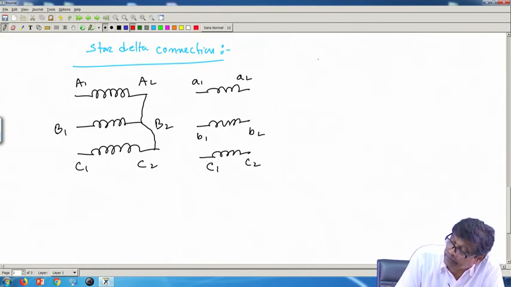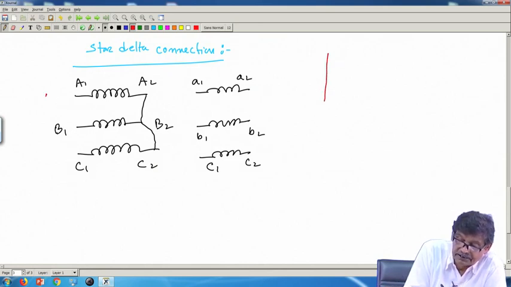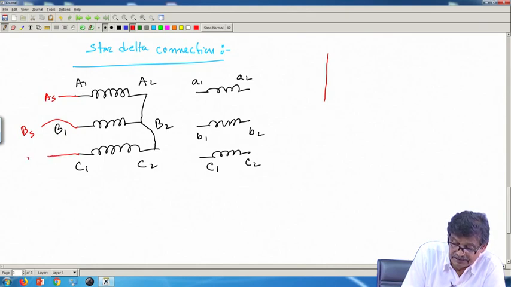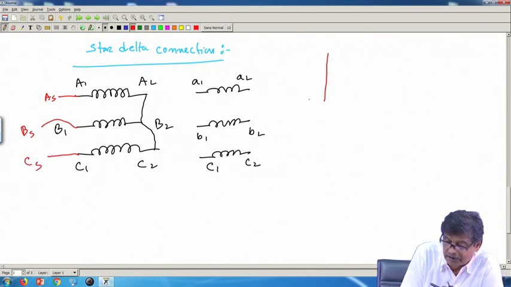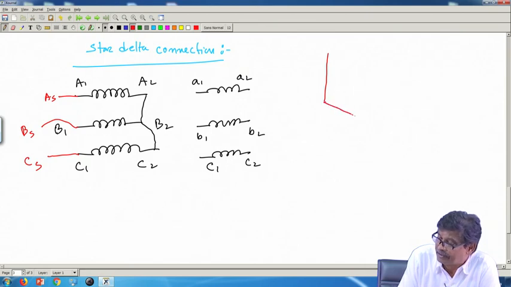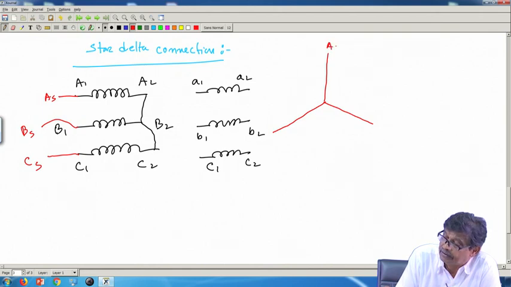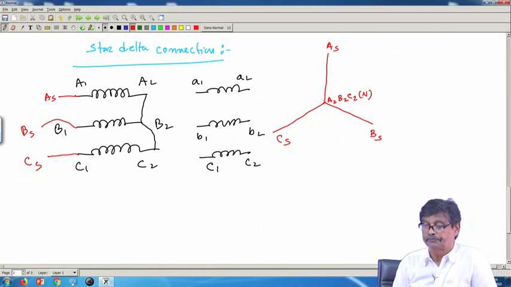So, I get the primary voltages as supply voltages, this is As, this is Bs, easier way of drawing I am telling, Cs. So, supply voltage is balanced, draw As, Bs, Cs first, 120 degree apart. You draw, and this will become the neutral, and where A2, B2, C2 are joined, this is capital N. This is over.